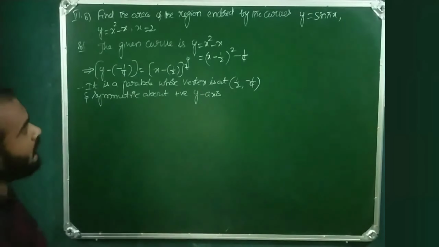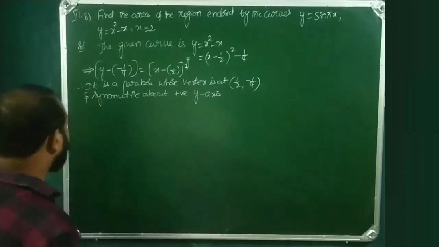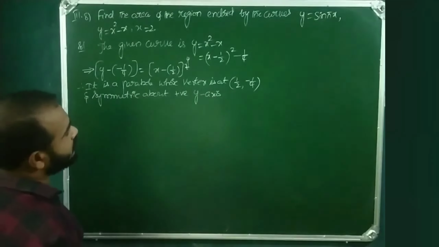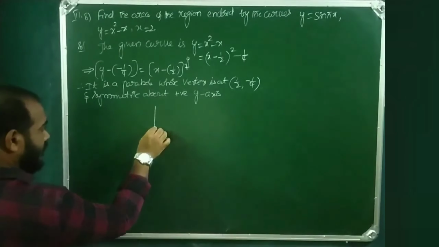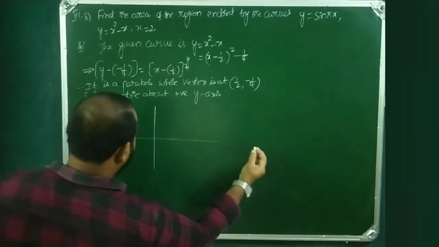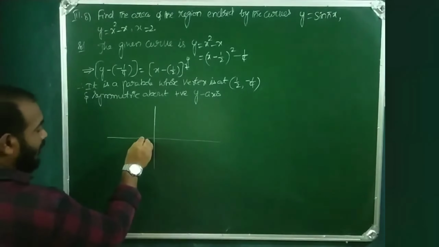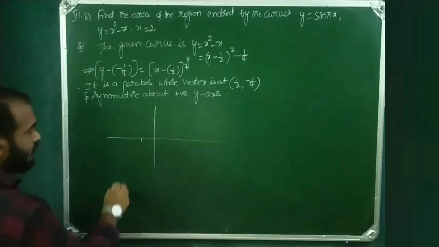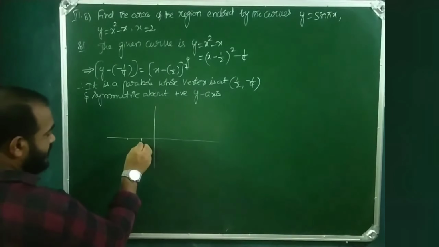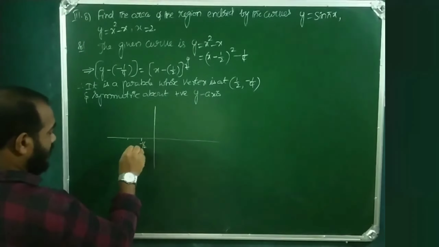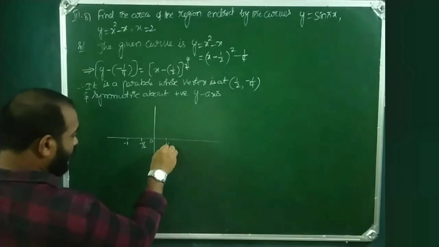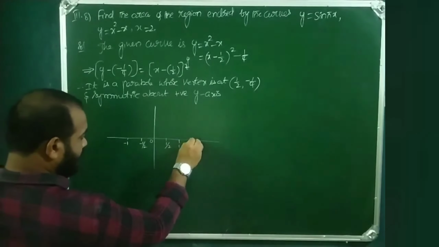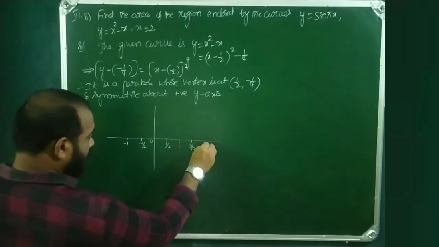That means it's an upward parabola. And y is equals to sine pi x we know. Okay, so let us draw the diagram taking 1 by 2. So this is minus 1 by 2. This is minus 1, 0, 1 by 2, 1, 3 by 2. This is 2.